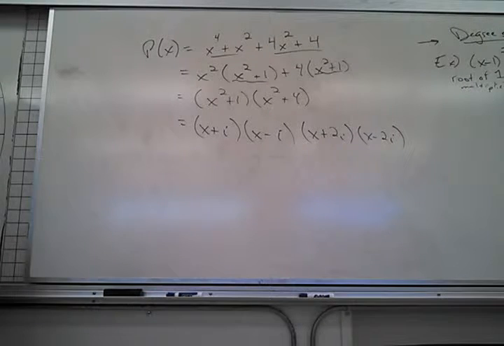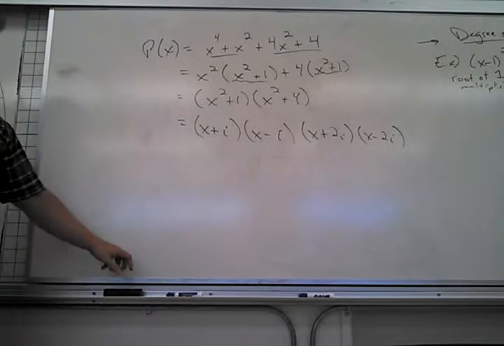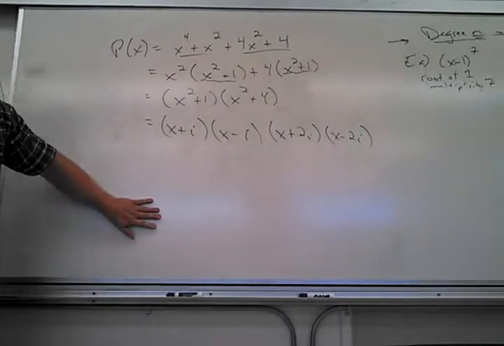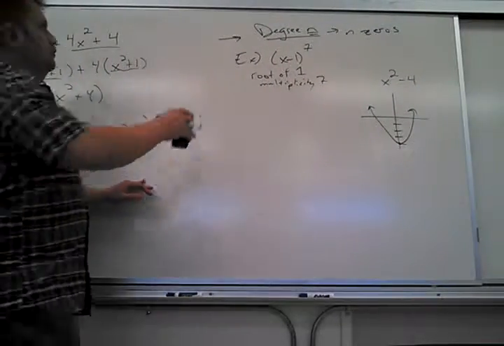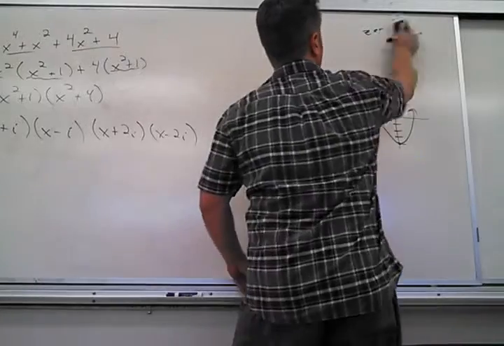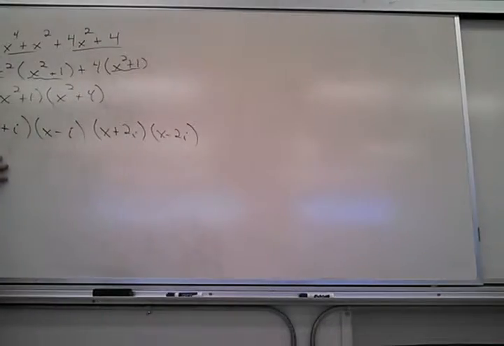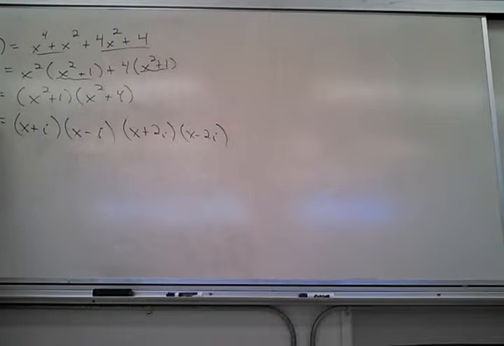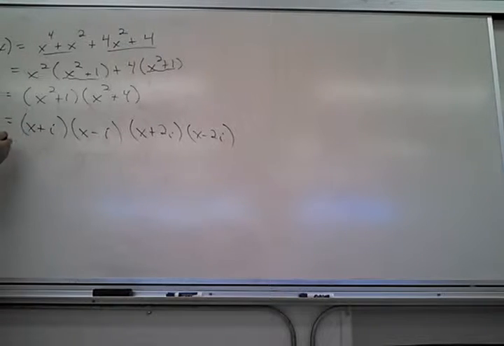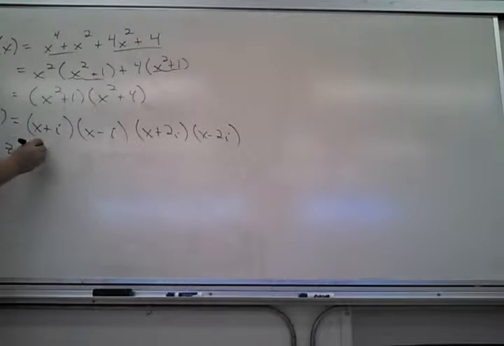You guys cool so far? Yes? Alright, just to freak you out a little bit. What does that mean I should be able to do? What are the zeros then? I factored this polynomial. What are the zeros? Yeah, plus or minus I. Plus or minus 2I. I love it. And plus or minus 4 and plus or minus 1.